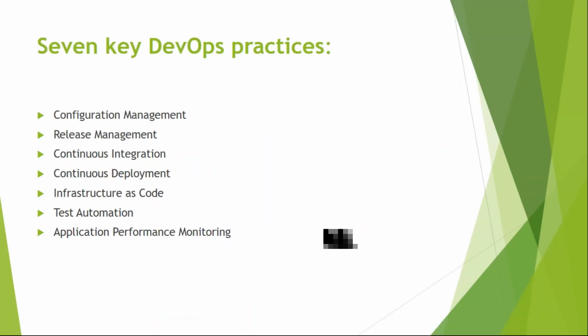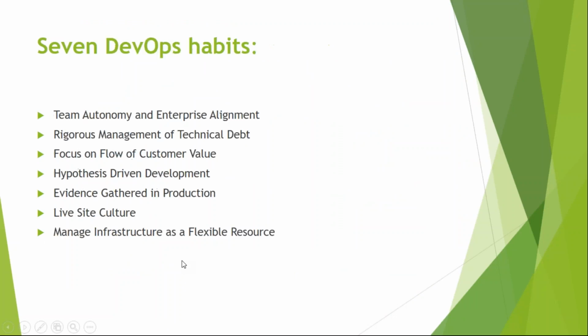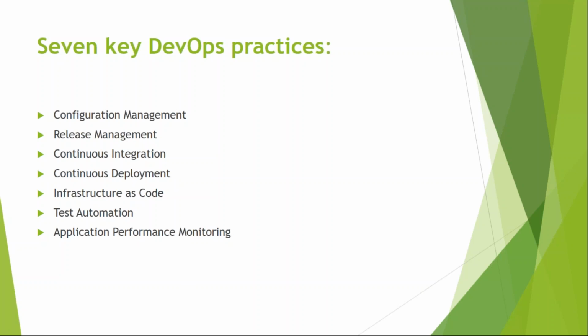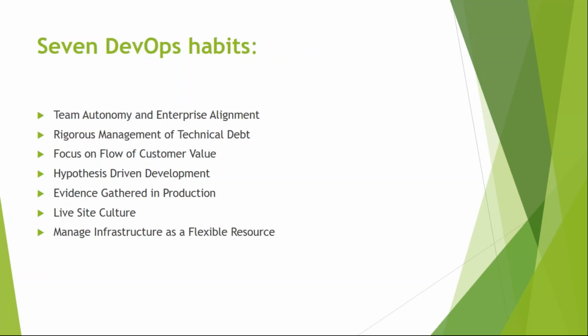Okay. So the last two, infrastructure as code, we have discussed. Then test automation. So all these five things we just discussed. Test automation, application performance, and monitoring. These were some of the key practices which you should follow in DevOps, and then some of the habits which can help you and your organization to grow in DevOps are these.